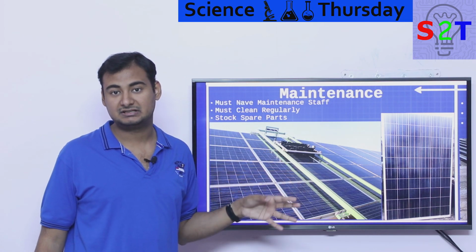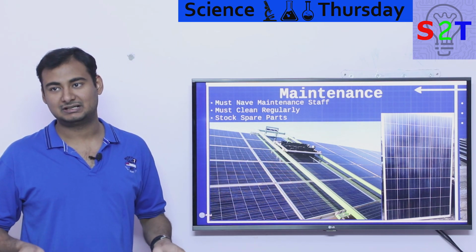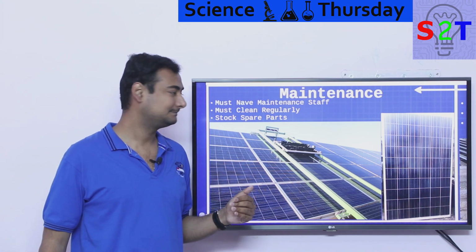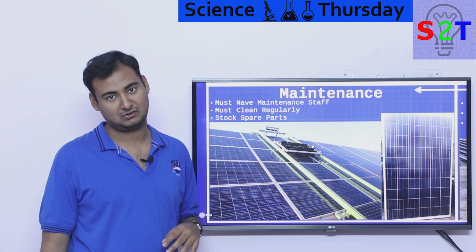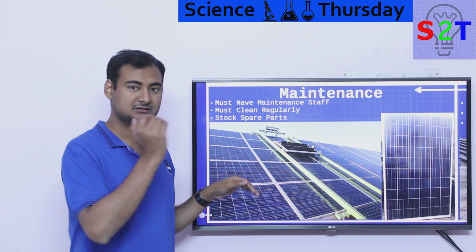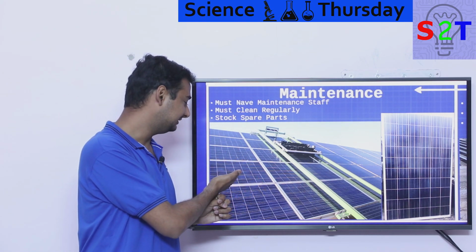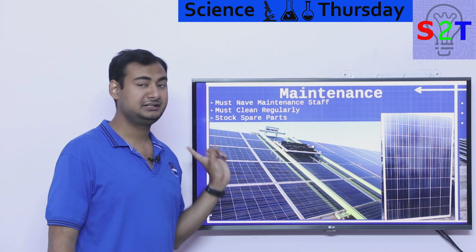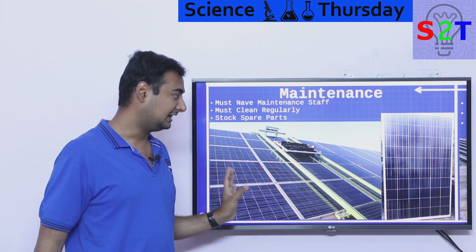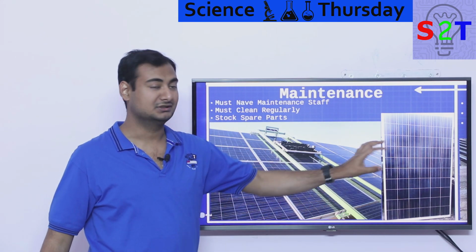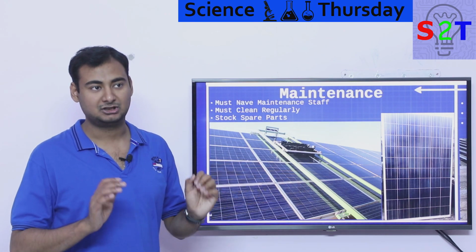Some systems are very advanced, they only clean at night, so you don't have to suffer any losses. And please keep stock of spare parts, because let's say a bird directly suicide bombed on this and it damaged the panel, this whole string will be disabled. So for that, to make sure that it comes back online, you must have spares. This is not a plug and forget situation.